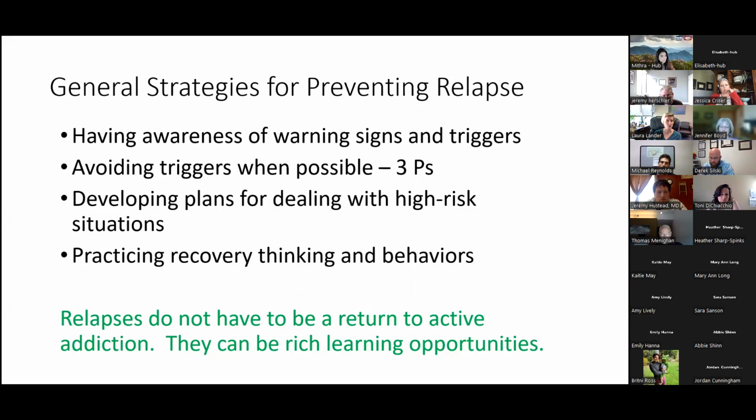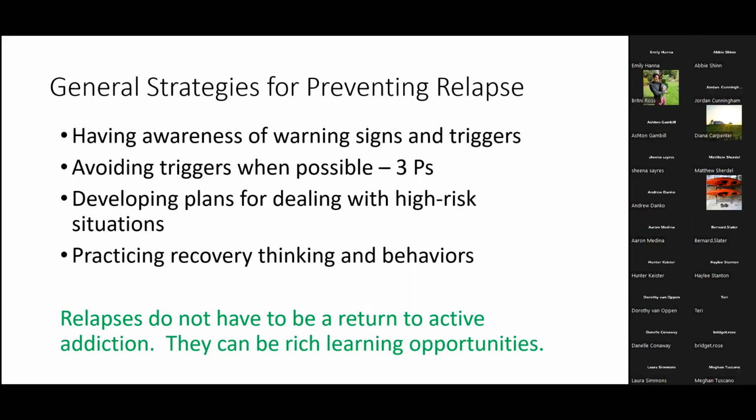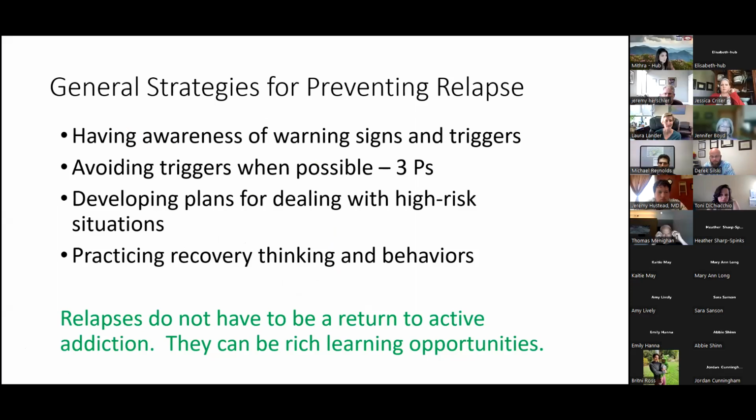So these are the general strategies, which many of you probably teach to the patients and clients you work with: developing an awareness of warning signs and triggers, and avoiding the 3 Ps, so people, places, and things where possible. It is not always possible. We know that many of our folks live with people actively using substances, and they do not have the option of not living with them because they don't have the financial resources to move, or for a variety of other reasons they can't control their environment. And so it's not always possible.